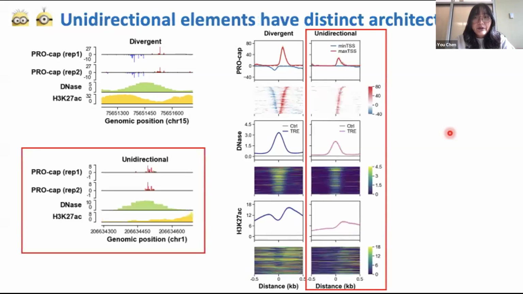Then we looked into unidirectional elements. Since we don't detect any peaks on the other side, here we anchored elements on the center of neighboring DNase peak as an approximation. Compared to the divergent group, unidirectional elements have much lower signals in all these assays. And histone marks are more predominantly enriched on the same side where we detect ProCap reads.